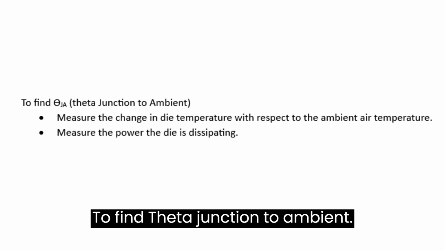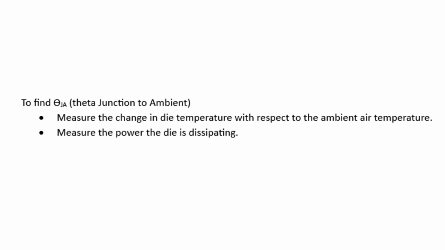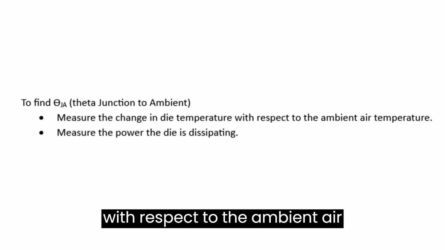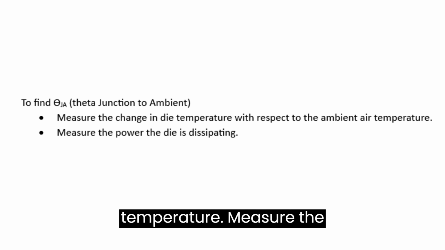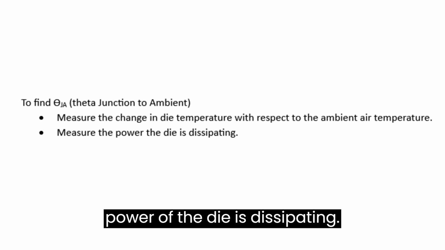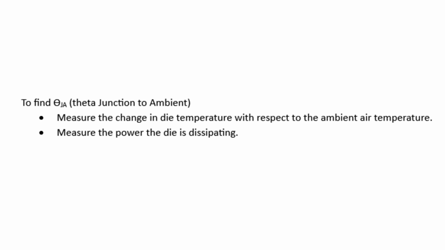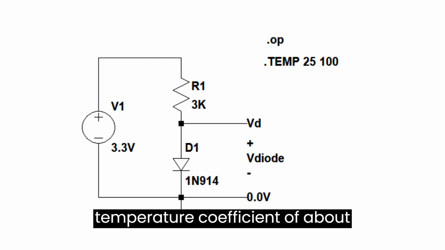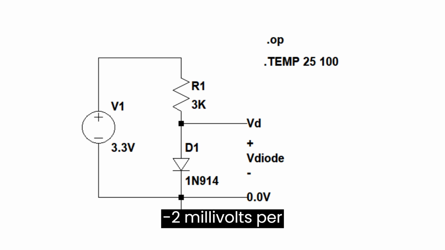To find theta junction to ambient, measure the change in die temperature with respect to the ambient air temperature. Measure the power the die is dissipating. Silicon junction diodes have a well-known temperature coefficient of about -2 millivolts per degree C.